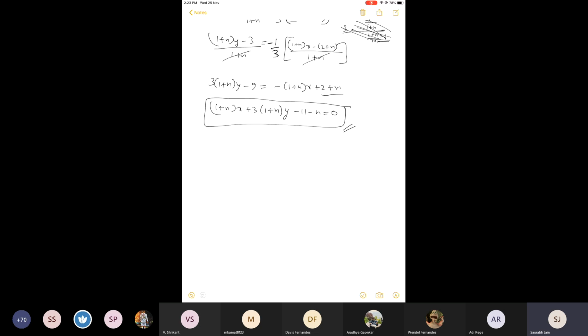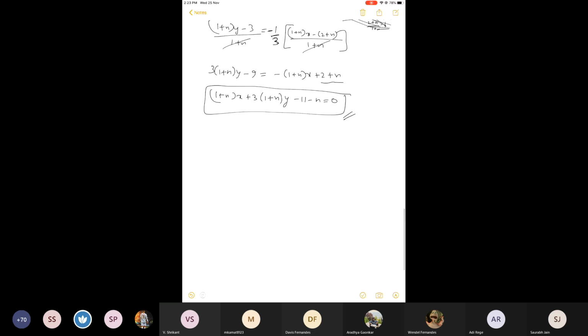Till question number 20 in the whole exercise. Any doubt from 1 to 20? Sir, 12th question. Find the equation of a line that cuts off equal intercepts and passes through the point.